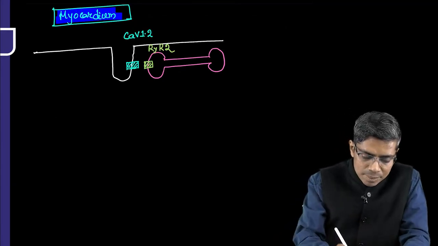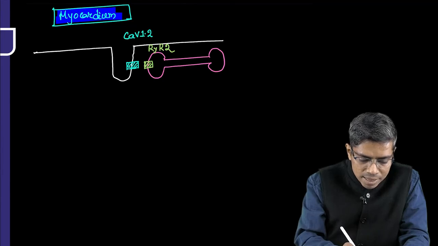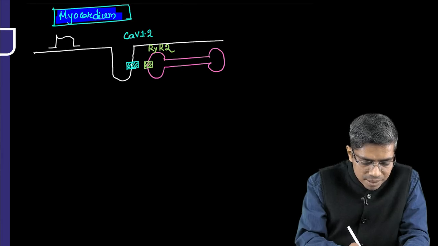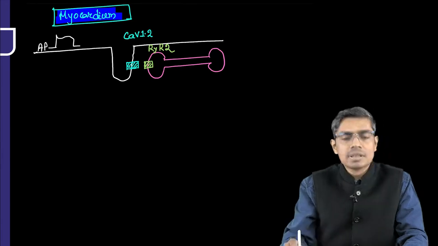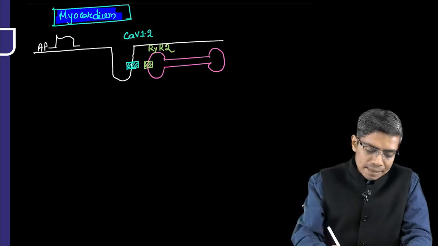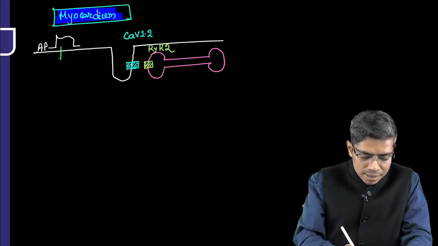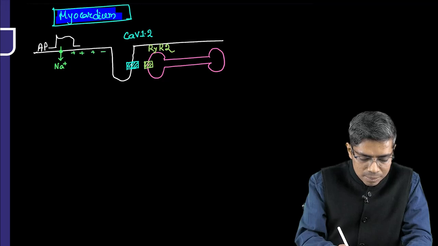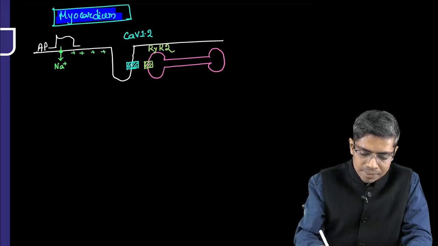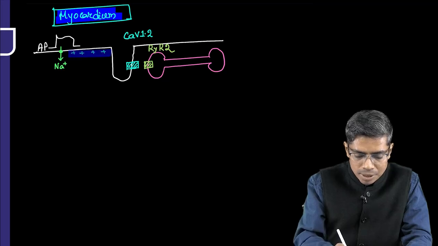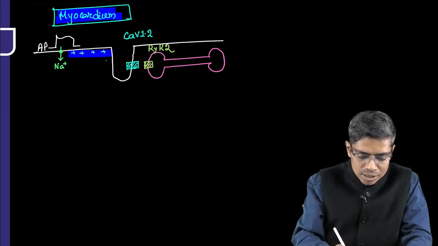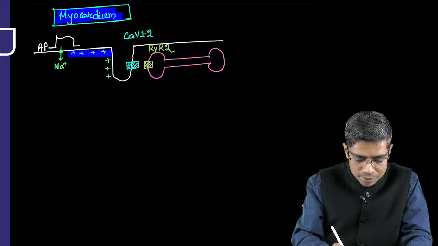Right. So again the same thing. First you require one action potential. So suppose one action potential is reaching the surface of the membrane. Again, the action potential in myocardium is also based on the sodium channel. So sodium is going to enter, and because of the sodium there will be progressive depolarization of this membrane, right? So this is depolarization. Now this depolarization will travel through the T-tubules, right?